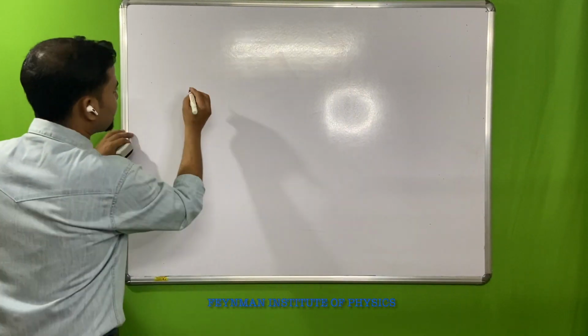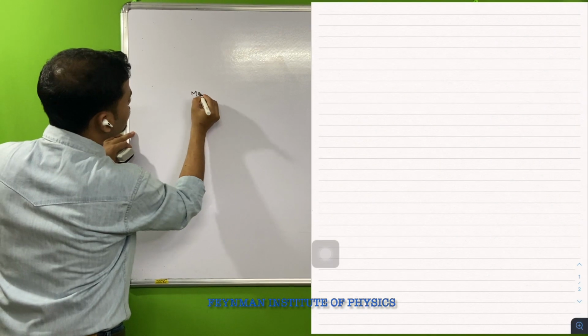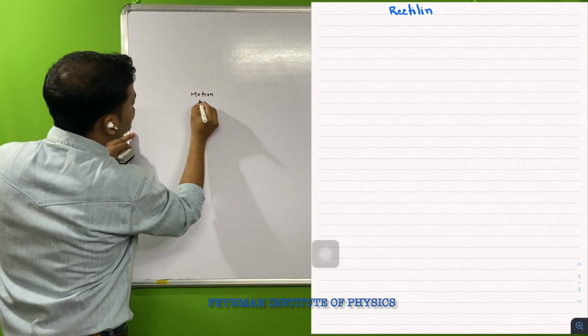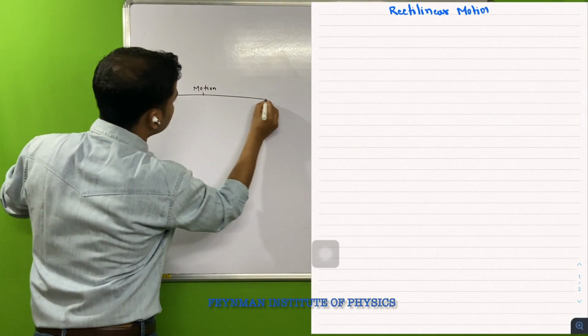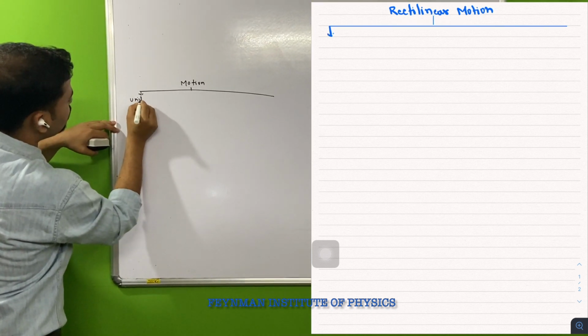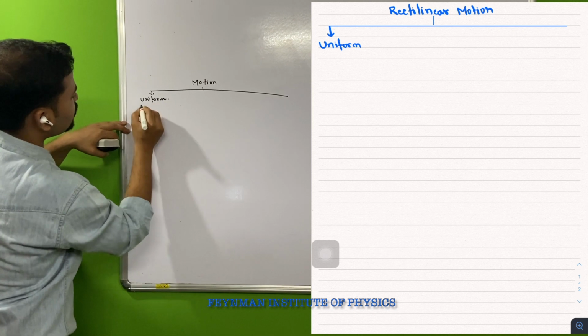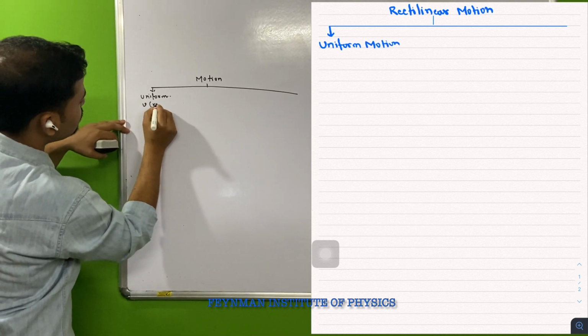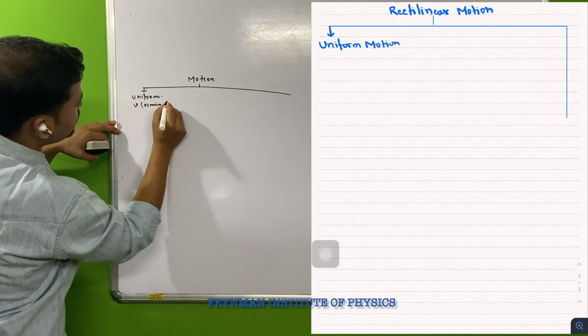That means we can represent motion into two categories. The first kind of motion is uniform motion. We know it because here v remains constant or uniform.